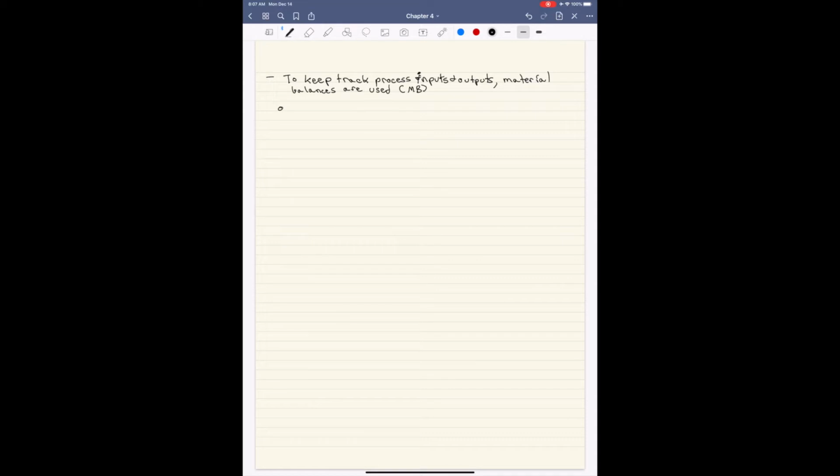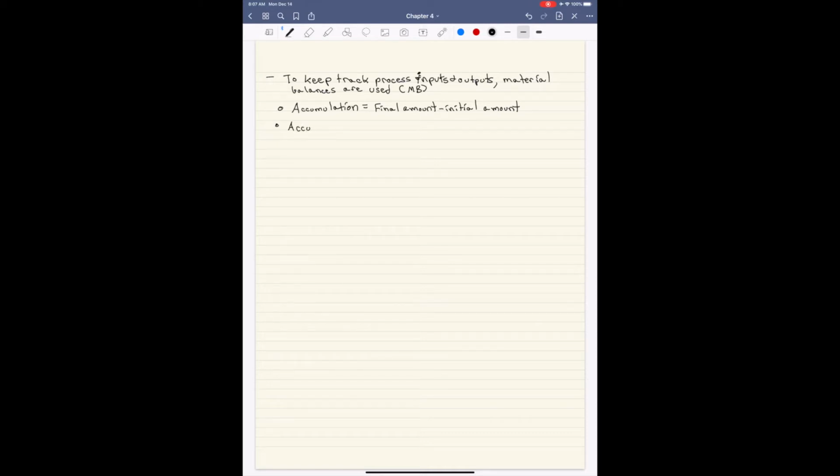All right? And so with the material balance, what we're going to look at is accumulation in the system. Accumulation of some sort of process variable. Okay? And so accumulation, just by definition, is going to be equal to your final amount minus your initial amount. So that's one way we can account for accumulation.